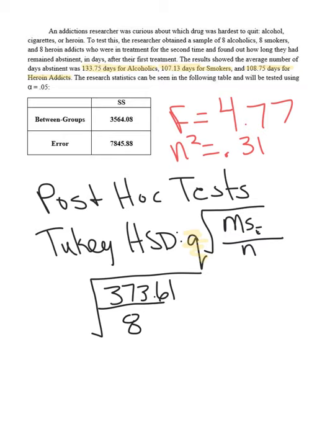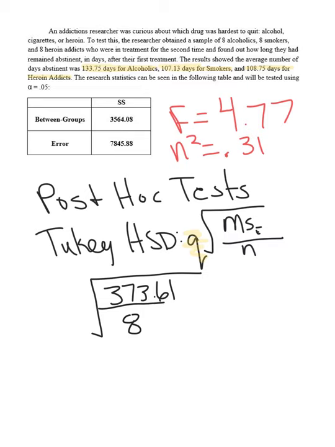So we need Q. Q is actually found in the back of your textbook, and it is a critical value. And so it's after the F distribution. You actually need to go to the next table, which is table C4. And at the top it should say the studentized range statistic, Q. And at the very top it says range, and on the left column it says degrees of freedom error.